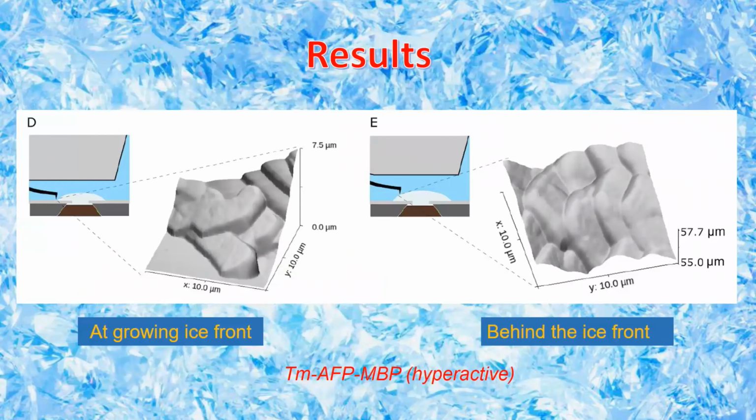So let's quickly go to some results. This is something looking at that hyperactive system, and here we see measuring right at the boundary between the mica, which is here, and the ice. So you can see clearly now we've got these steps. These steps range from 1 micron up to maybe 5 microns in height, but on the terraces we see much smaller steps.